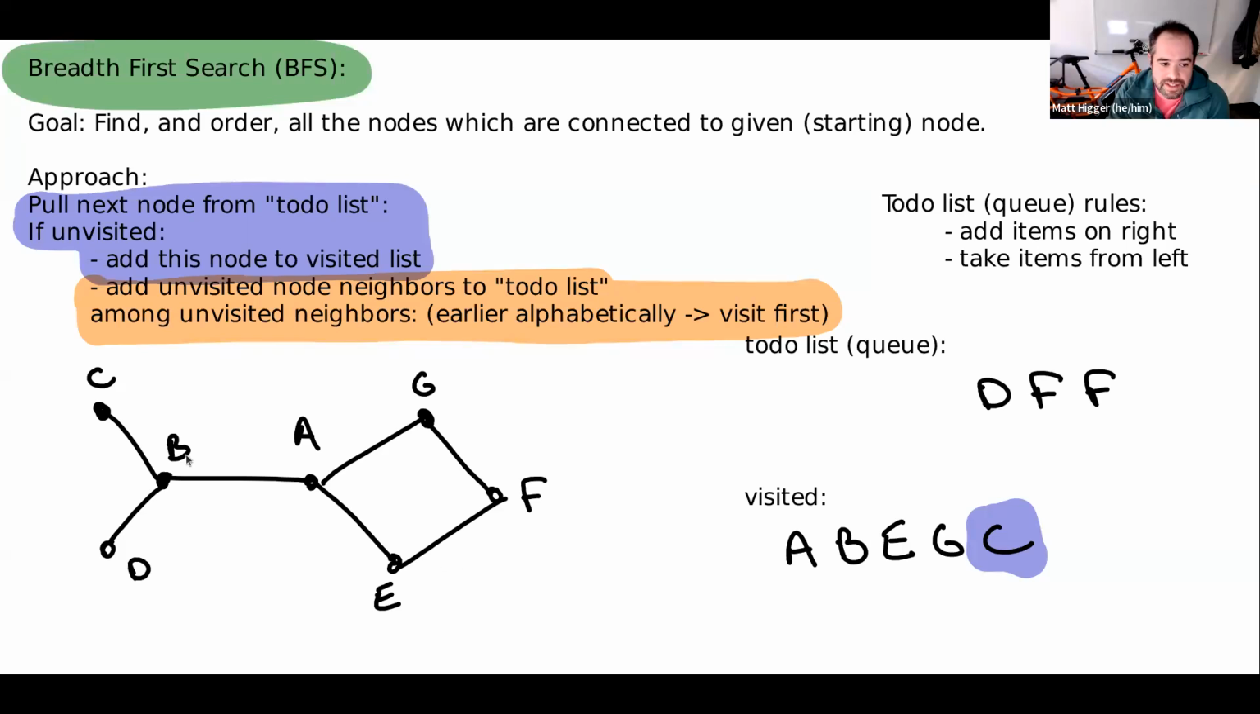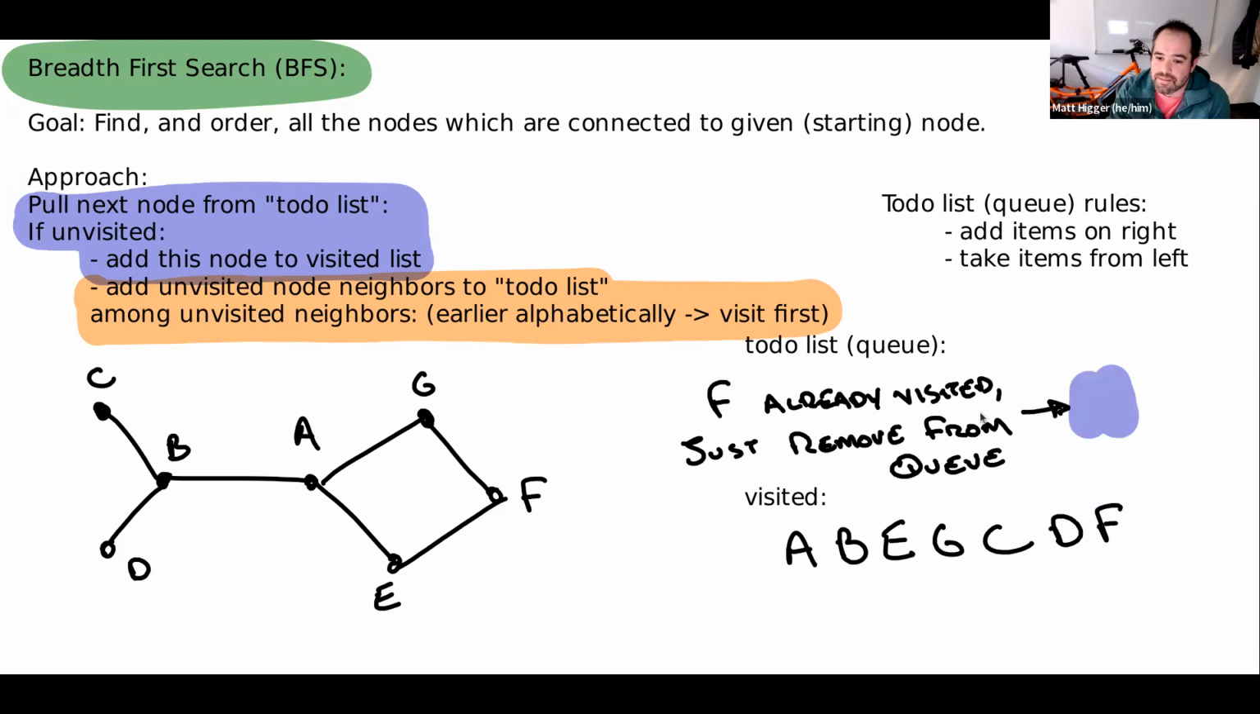Then I'm going to visit C. It has no neighbors, so nothing new to add to my queue. I'm going to visit D. No neighbors, nothing new to add. I'll visit F. And then the second time I try to pull F from the queue, well, it's already been visited. So I'll just remove it from the queue. Then if you take a look, this is the BFS ordering, right? Which is kind of cute that you could see that the two are super similar.